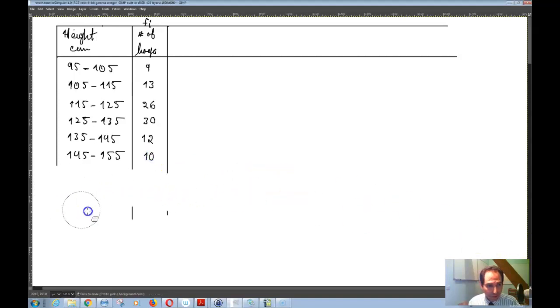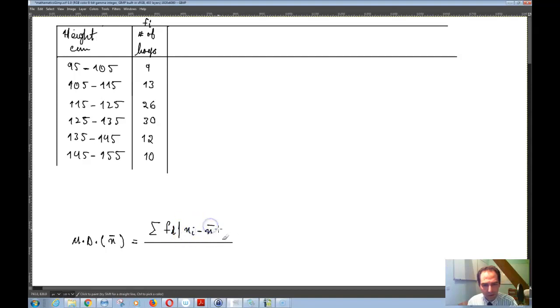And so what you want to calculate here is the mean deviation about the mean. The mean deviation about the mean is basically, as you know, equal to the sigma of f of i times the absolute value of x of i minus x bar over sigma f of i.